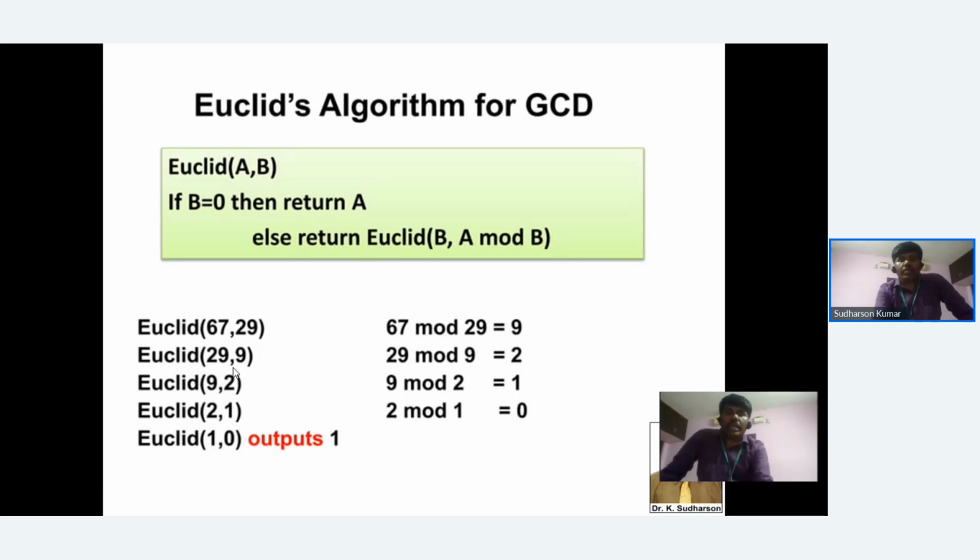Now 9 comma 2 we are taking, 9 mod 2 is 1. Again 2 comma 1, 2 mod 1 is 0. So now n becomes 0. We can stop here, and the output is 1. This is the greatest common divisor of 67 and 29.